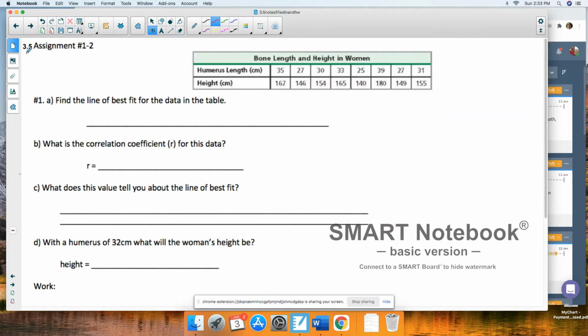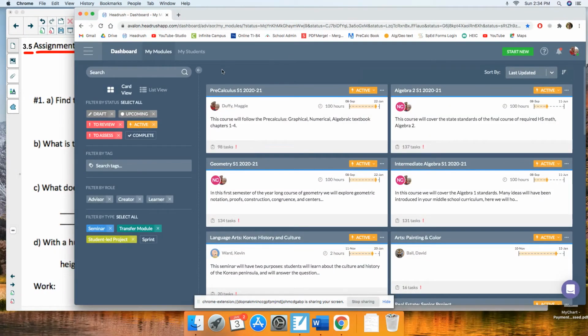Alright, so here we are with the 3-5 assignment for Algebra 1, Intermediate Algebra, and we are going to go through finding the line of best fit. This is something we did before our break, but hopefully we can remember.